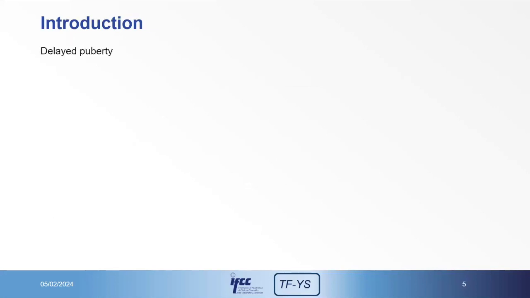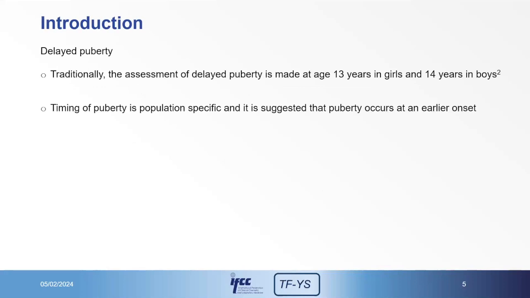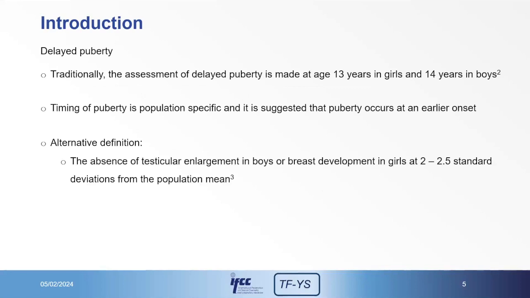So the clinical assessment of delayed puberty is traditionally confirmed at the age of 13 years in girls and 14 years in boys. However, the timing of puberty is very population specific, and it has also been suggested that puberty is occurring at a much earlier onset. An alternative proposed definition for the assessment of delayed puberty has been defined as the absence of testicular enlargement in boys and the absence of breast development in girls, which is 2 to 2.5 standard deviations from the population mean.